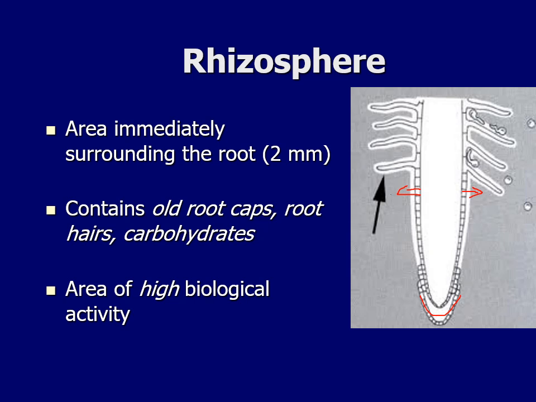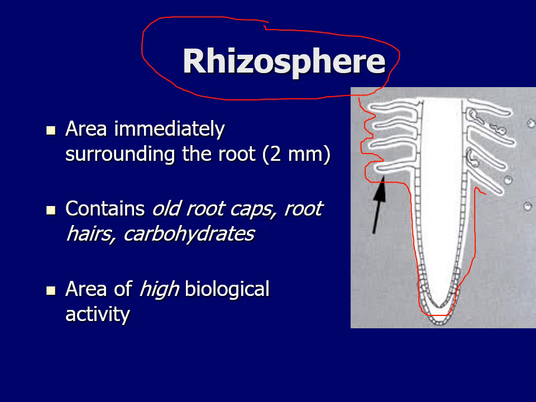So the immediate vicinity of the roots, let me just clean this up, always has lots of biological activity. Okay, all the bacteria right around the roots are feeding on these exudates and sloughed cells, and that means that this rhizosphere has lots of biological activity.